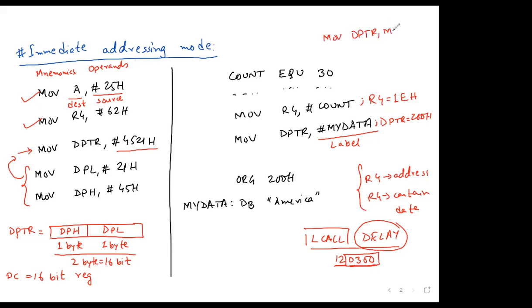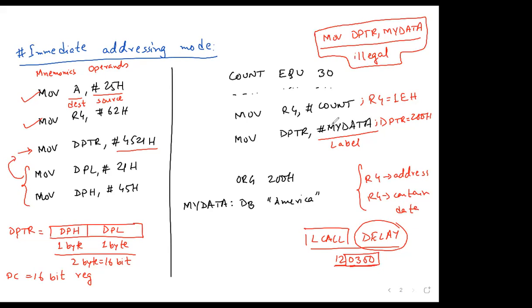Now some of you might ask, sir, if I write move dptr comma my data, then what will happen? If I remove this hashtag symbol, this type of instruction is illegal because it does not make any sense when you are using the label. So if you write move dptr comma my data, this is an illegal instruction. You cannot use it and it does not specify anything.